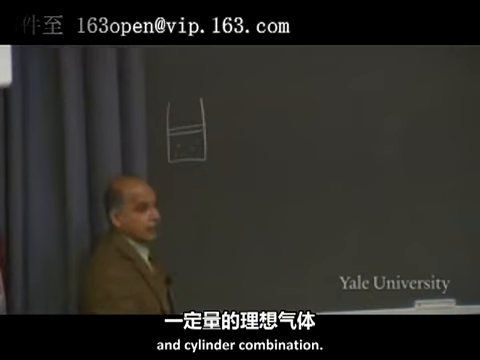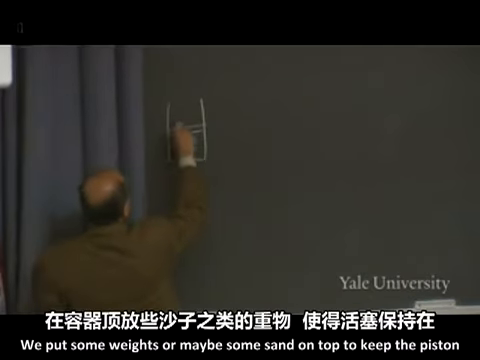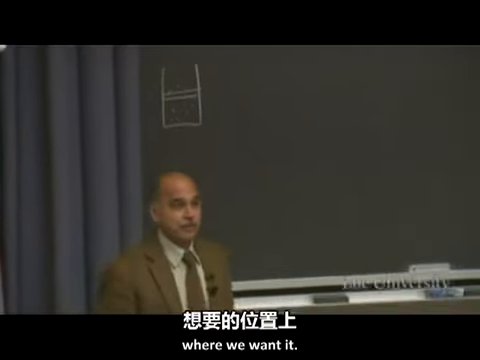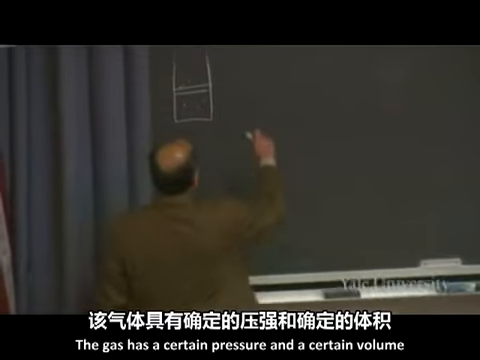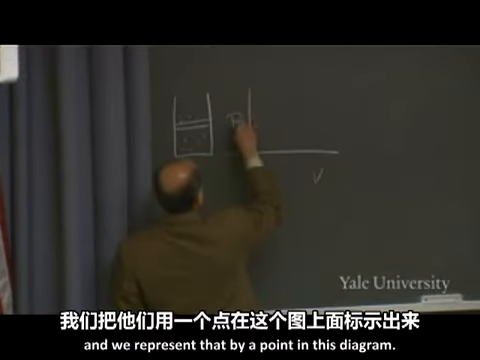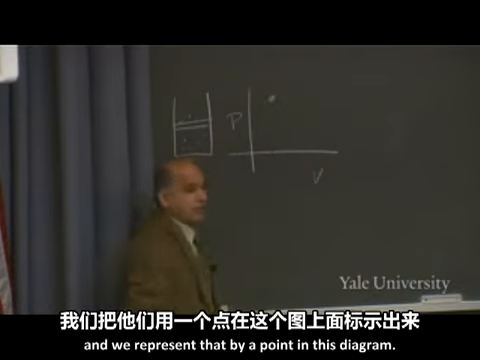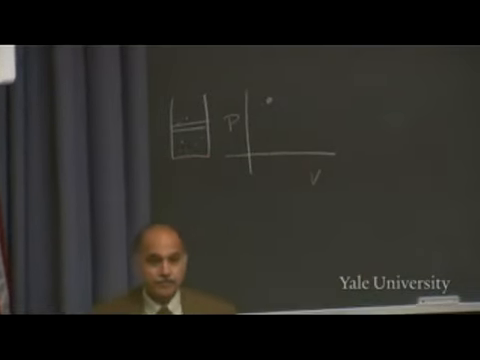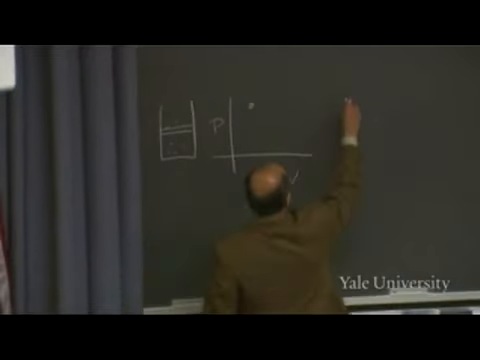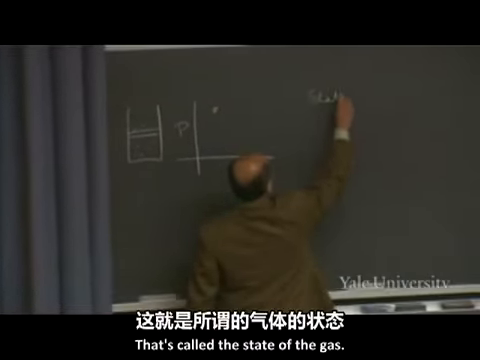piston and cylinder combination. We put some weights or maybe some sand on top to keep the piston where we want it. The gas has a certain pressure and a certain volume, and we represent that by a point in this diagram. That defines the state. That's called the state of the gas.